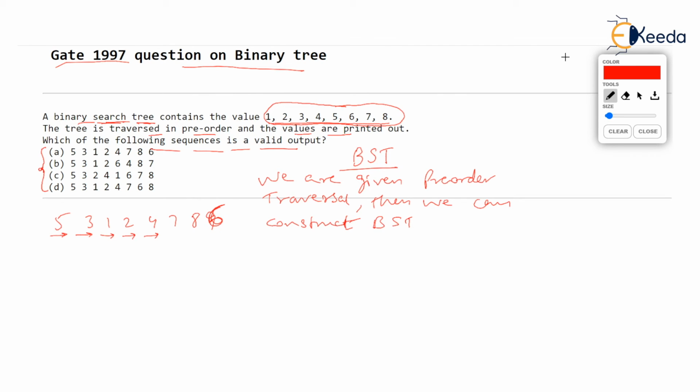So let's consider the first pre-order and construct a binary search tree for it. 5 will go to the root. Next value 3 goes to the left of 5. Next value 1, using your usual insertion algorithm, will go to the left of 3. 2, next value, will go to the right of 1. Then 4 will go to the right of 3. Then next value is 7 after 4. 7 goes to the right of 5. Then 8 goes to the right of 7 and 6 goes to the left of 7.